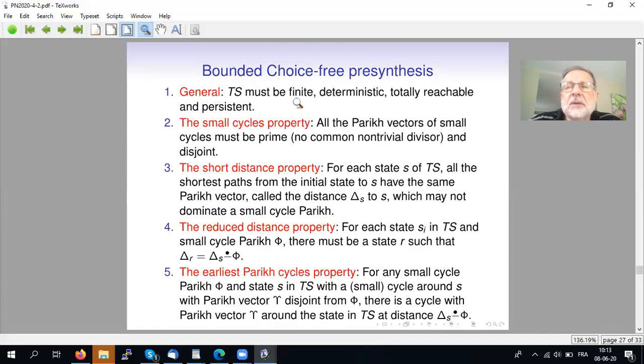It must be deterministic since we don't consider labeled nets. That means that no two arcs with the same label may come from some state nor go to some state. It must be totally reachable. That means that each state in the transition system is reachable from the initial state. And it is persistent, meaning that if two different labels originate from some state, they form a diamond.